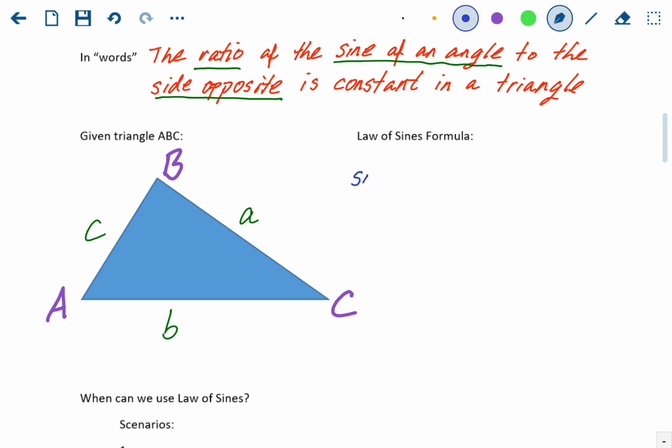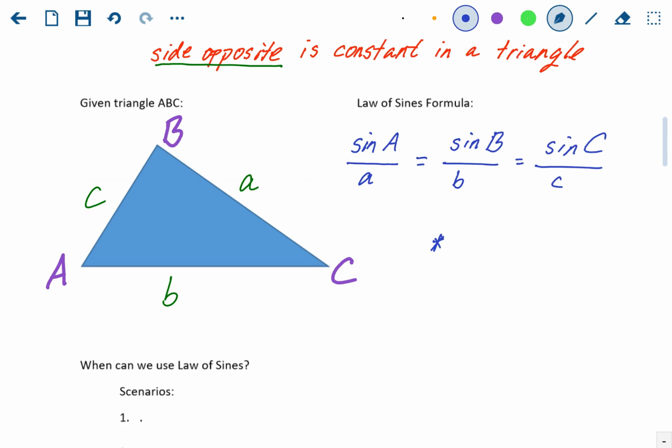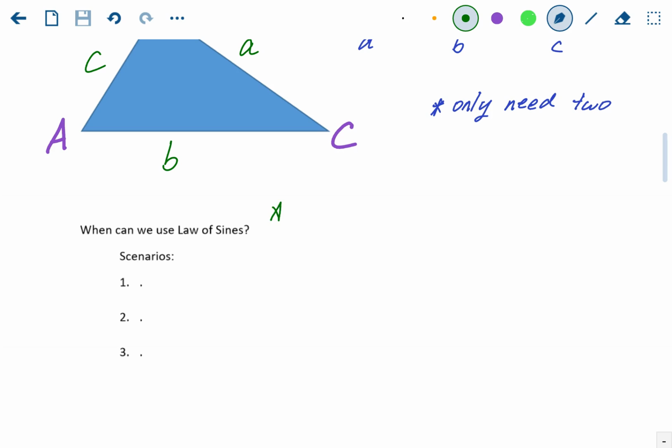Okay, so what's the formula for law of sines? Well, you take the sine of the angle divided by the side across from it. So sine A divided by side A, sine B divided by side B, and sine C divided by side C. Okay. Now there's three parts of that. You only need two of them. Okay, so you're not going to have two equal signs. You only need one equal sign.